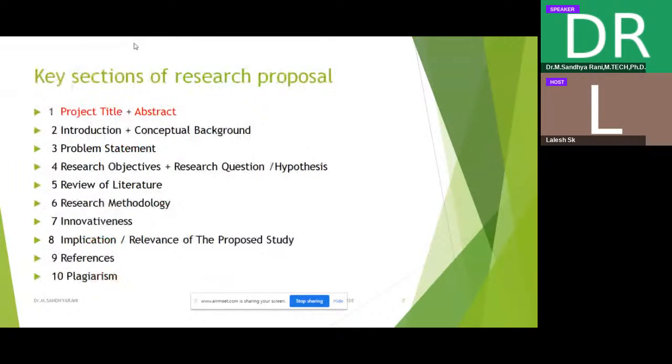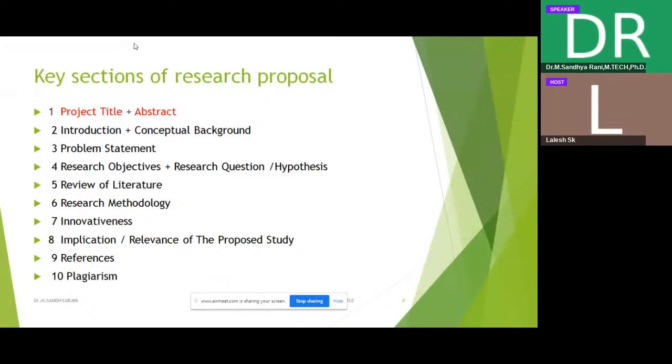After that title, we will concentrate on the abstract. Abstract is a short version of the research paper, and it is a compulsory part of a research paper.